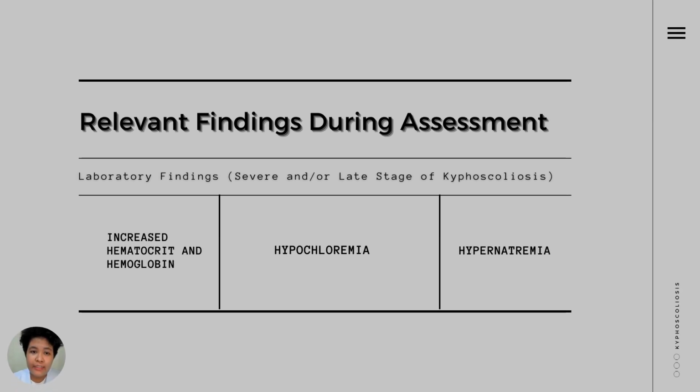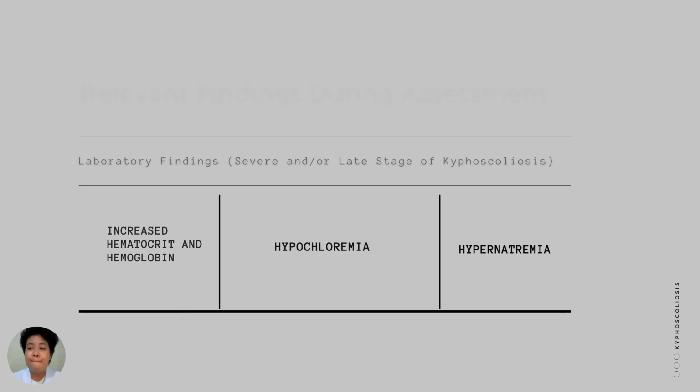For the relevant findings during assessment, for the laboratory findings, there is an increased hematocrit and hemoglobin, and hypochloremia. Hypochloremia is a type of electrolyte imbalance which may indicate low levels of chloride in the blood, while hypernatremia has a high concentration of sodium in the urine, which makes the urine more concentrated.